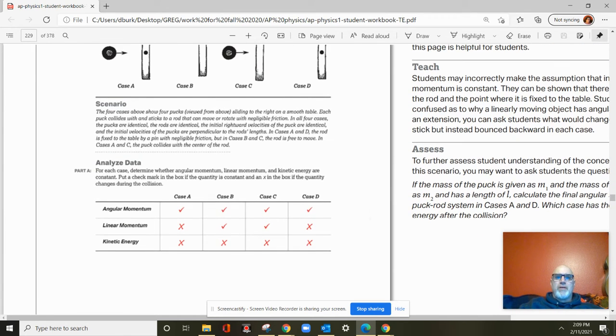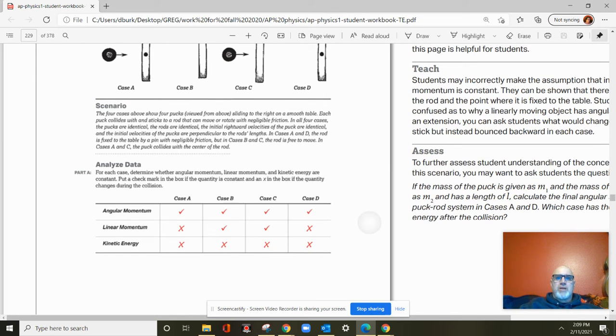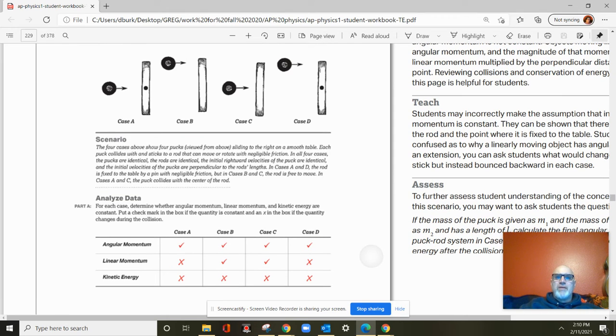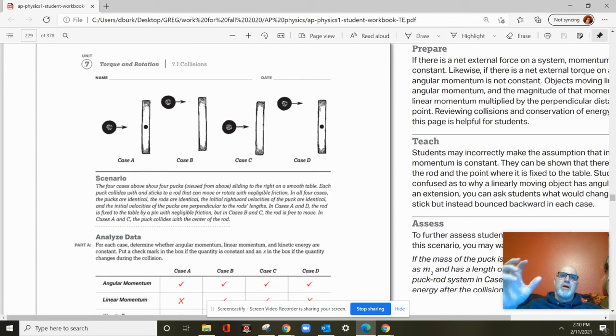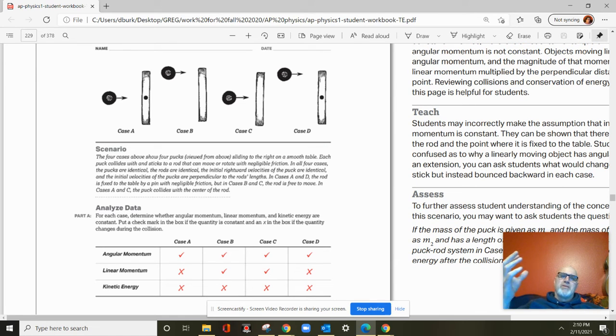For each case, determine whether angular momentum, linear momentum, and kinetic energy are constant. Put a check mark in the box if it's constant and an X if it changes. All right. So they're saying in case A, the angular momentum of the... So I think we're defining the system as the puck and the bar together. That means both of those things are included in the system. Therefore, there's not an external force in the system, so the angular momentum of the entire system is not changing. I think that's what they're saying there.